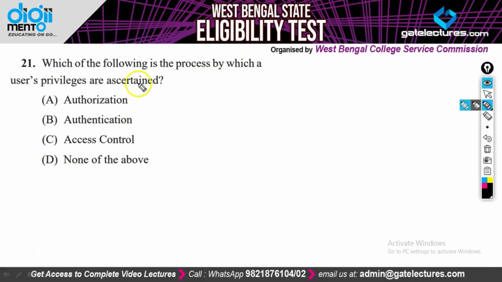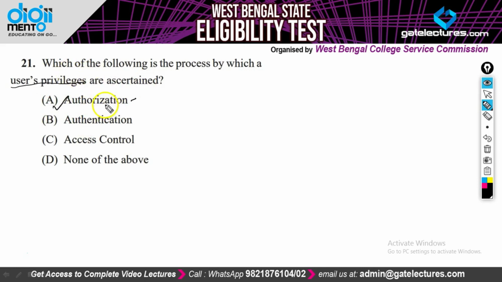So this is a theoretical question, and let's read about it. Which of the following is the process by which user privileges are ascertained? Now we have been given 4 options, and there's confusion between these 3: authorization, authentication, and access control. There is a minor difference between all these 3, and we have to see which one is the process by which user privileges are ascertained. Okay, so I'm going to give points and differences between these, so listen carefully. Authorization is the process by which user privileges are ascertained. So authorization is the right option.